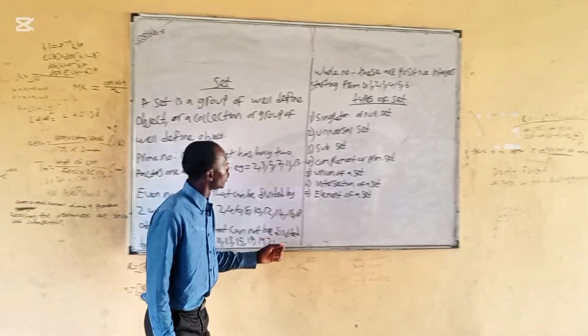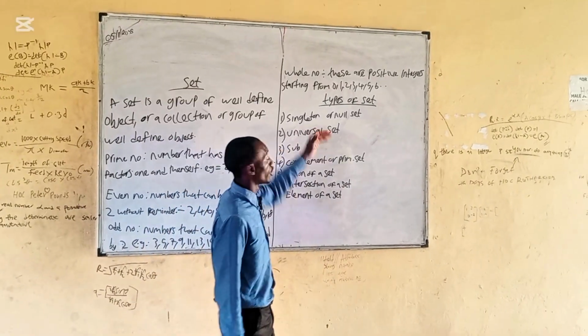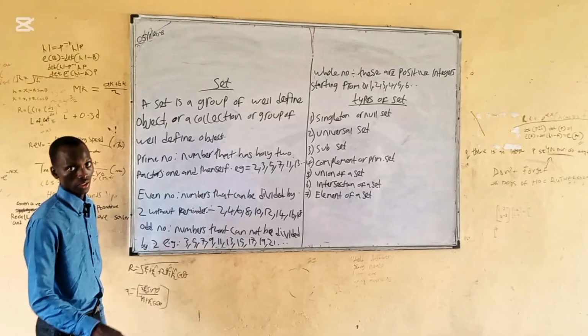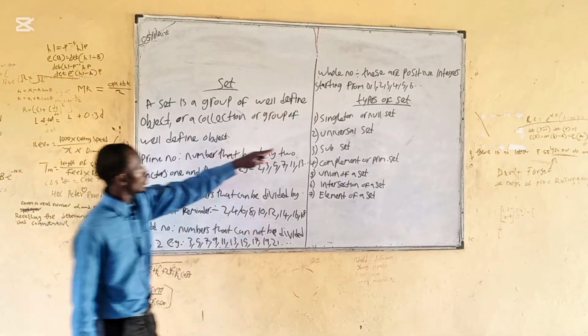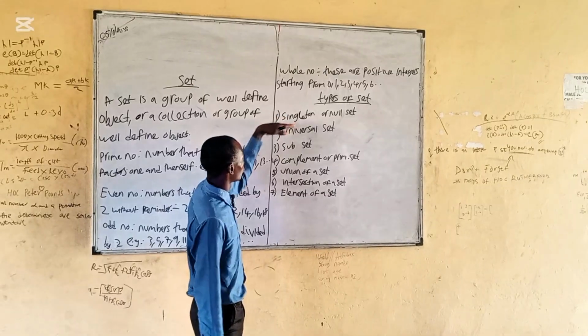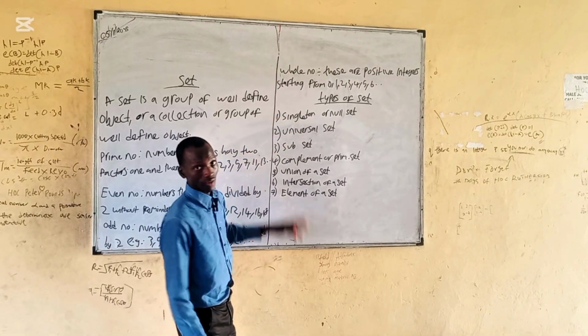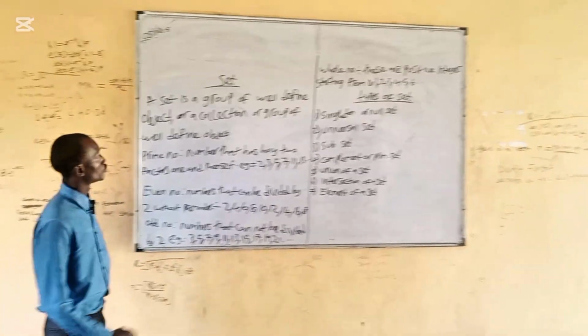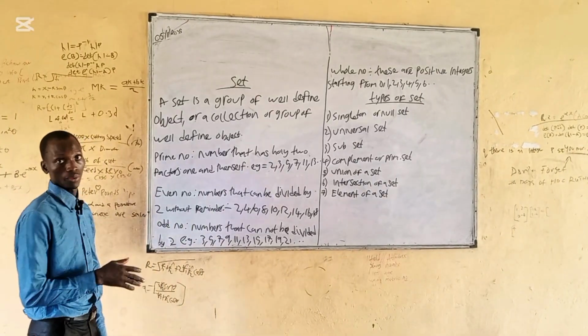So now let's go straight to the singleton or null set. I'm coming back, so we are going to take this as we explain, we give an example, explain, we give an example. That's what we're going to do.